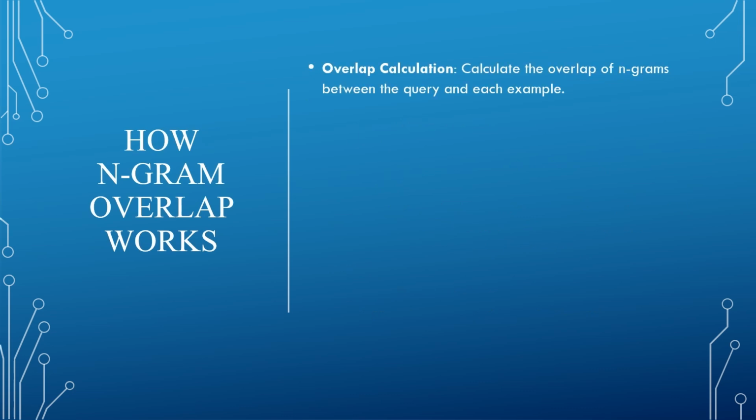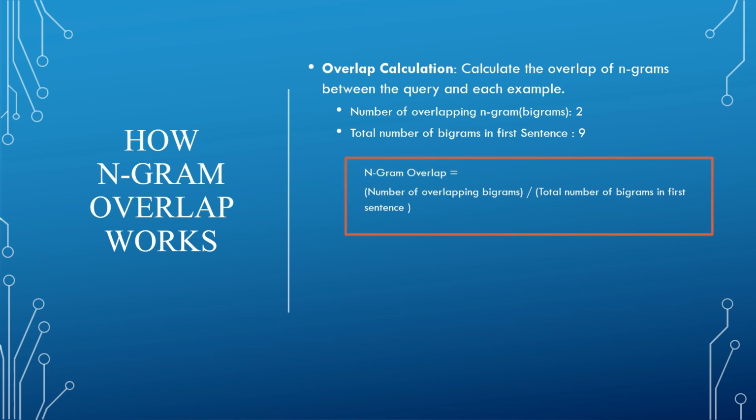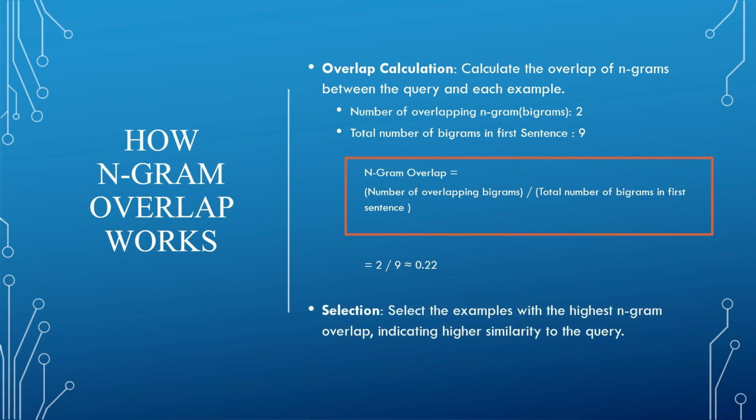Calculate the overlap of n-grams between the query and each example. This involves comparing the n-grams in the query with those in each example to see how many match. The number of overlapping bigrams is 2. The total number of bigrams in the first sentence is 9. Here is the formula to calculate NGramOverlap, and the calculated overlap value is 0.22. Select the examples with the highest NGramOverlap. The higher the overlap, the more similar the example is to the query.